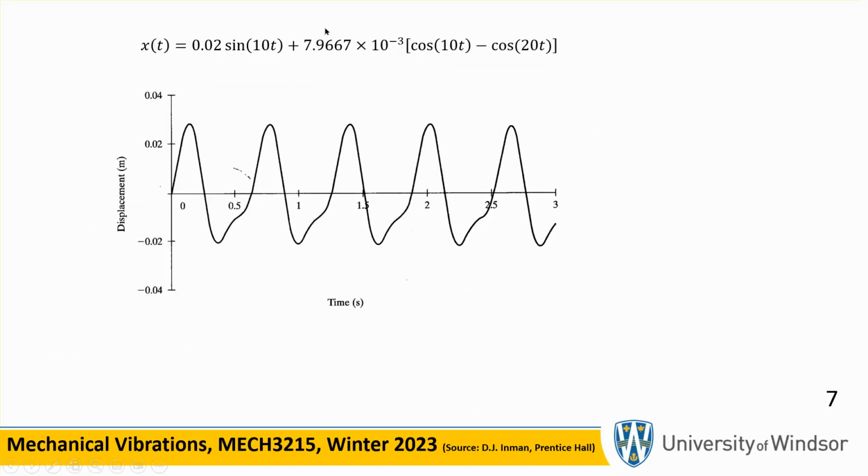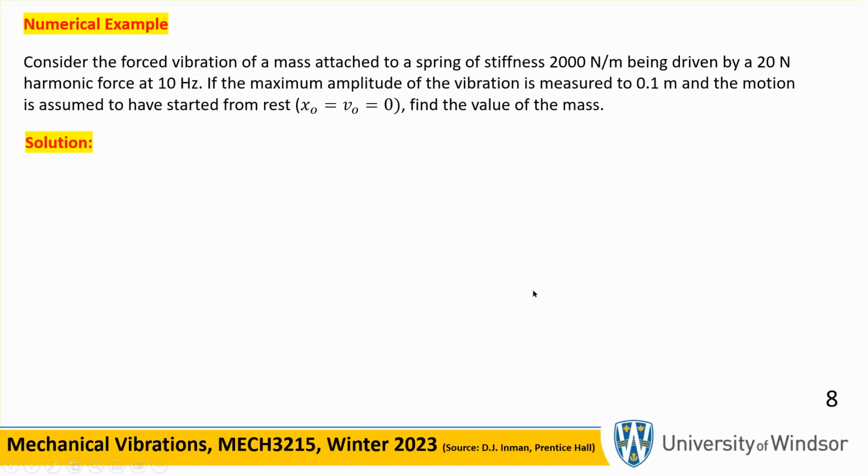By the way, here I've combined the two cosine terms together, but it doesn't matter. It was 0.02 sine 10t plus this thing times cosine of 10t. So I just put all the cosine terms together, all the sine terms together. That's totally unnecessary. Okay, so another problem.